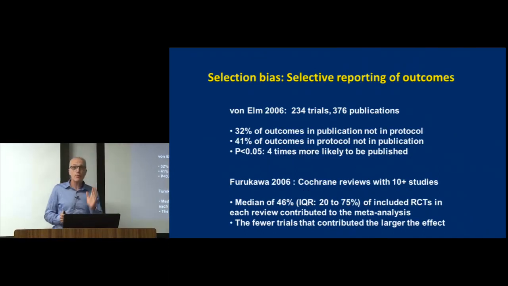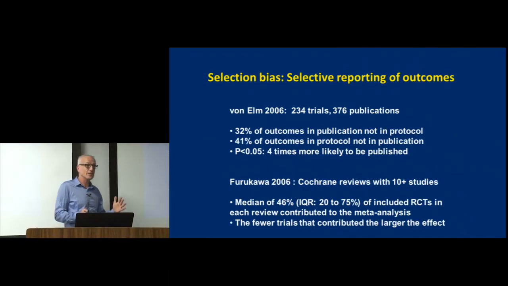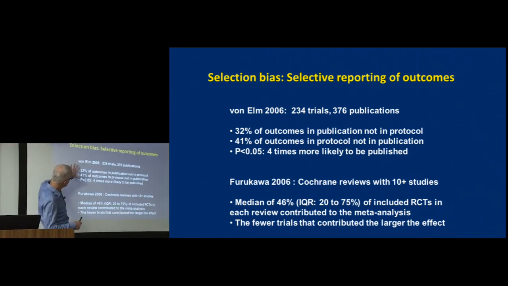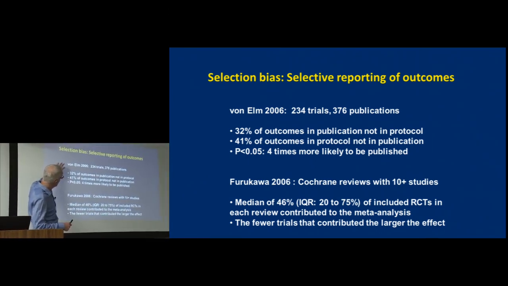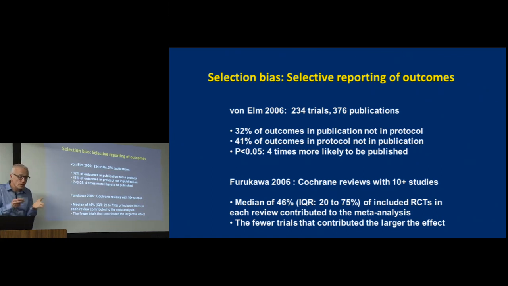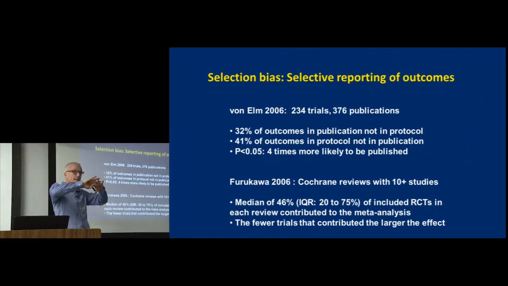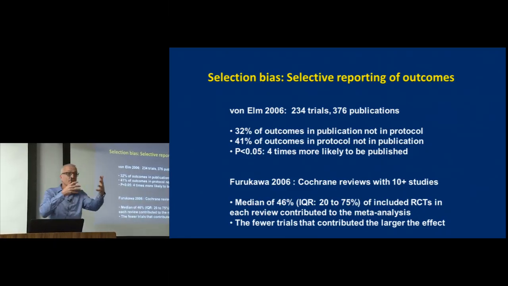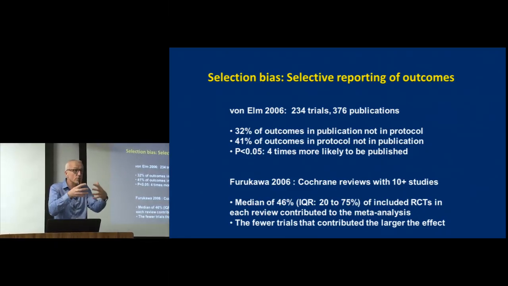And then there's selective reporting of outcomes as well in systematic reviews. So these are good studies. Cohort studies: 32% of outcomes in the publication were not in the protocol. 41% of outcomes in the protocol were not in the publication. So you can have selection bias at the level of the whole trial, and you can have selection bias at the level of outcomes within the trial.